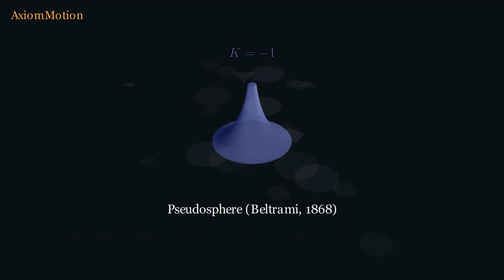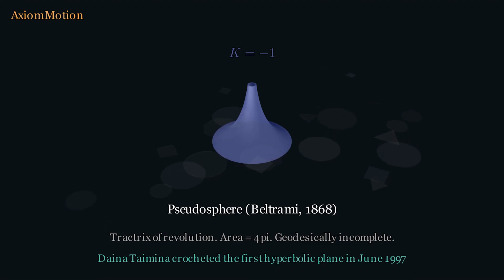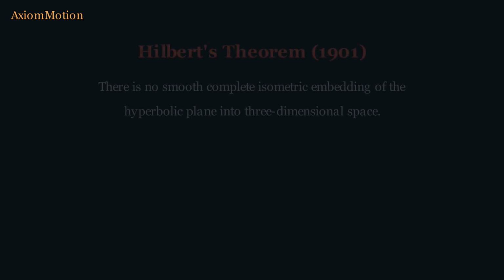That is the pseudosphere. Take a tractrix, the curve a dragged weight follows, and revolve it around its asymptote. Its area is exactly 4 pi, the same as a unit sphere. But its cuspidal edge makes it geodesically incomplete. You run out of surface. In June 1997, the mathematician Daina Taimina at Cornell realized that you could crochet a hyperbolic plane by increasing stitches in a constant ratio. But the pseudosphere has a fatal limitation.